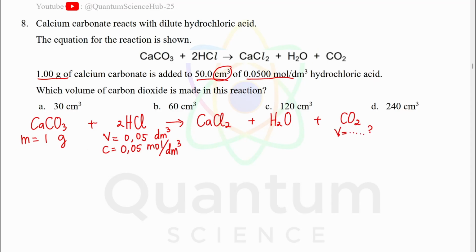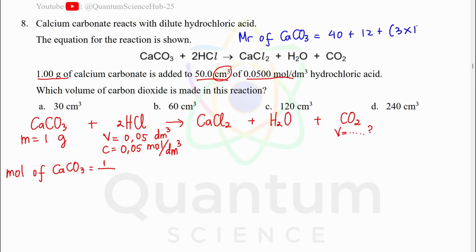So this is again a question involving limiting reactant, right? Because we can find the mole of CaCO3 and we can also find the mole of HCl. So let's compare both of them. So mole of CaCO3 equals mass over MR. The MR of CaCO3, let's find it first. If you look in the periodic table, calcium is 40, carbon is 12, and oxygen is 16. So 3 times 16. So altogether it equals 100. So 1 divided by 100 equals 0.01 mole.